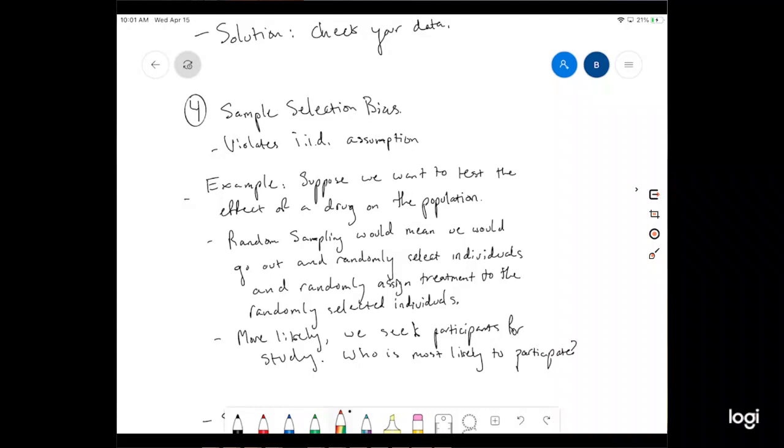And it might be lower income people. It might be that people that show up to the hospital are lower income, or they already have underlying health problems. So we need to consider those things. So that would be sample selection bias.